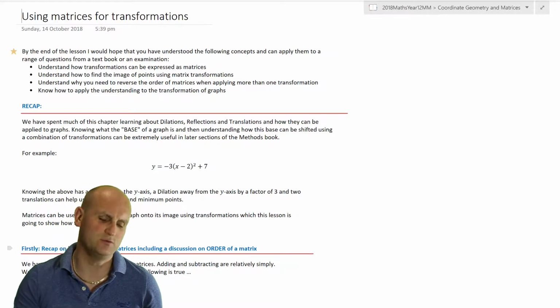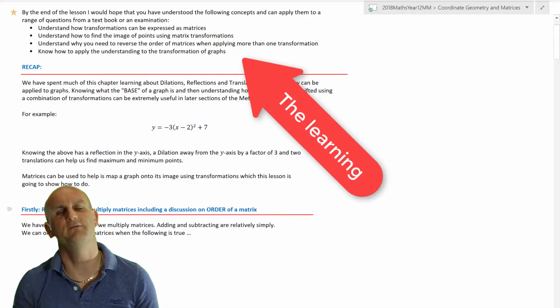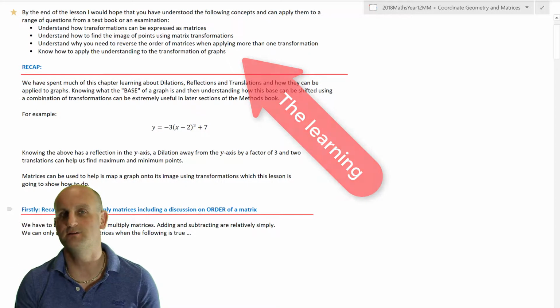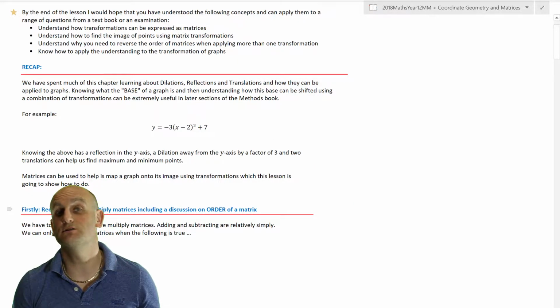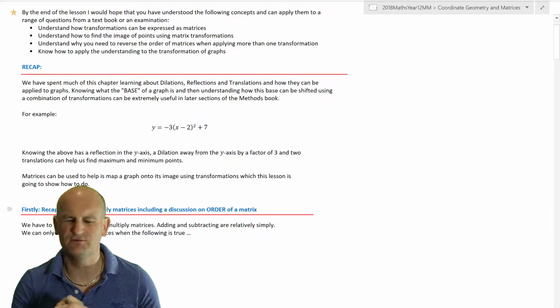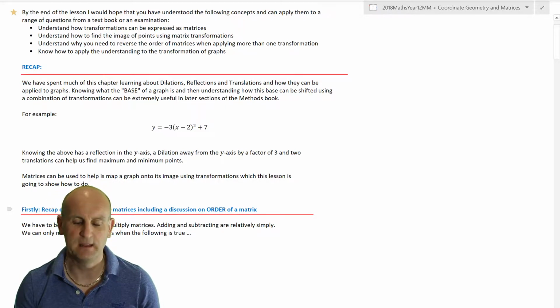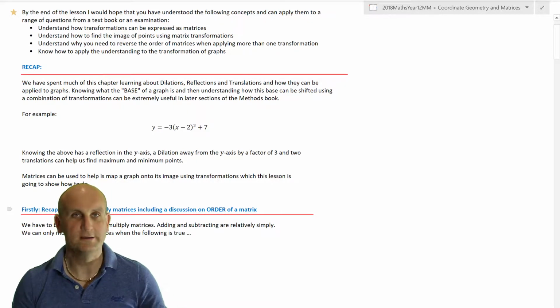Now, as usual, let us recap the learning from today, which is above and being highlighted by probably a very large red arrow. It's building on the work we've done with regards to transformations. In this course, there is a lot on transformations: dilations, reflections, and translations. Believe it or not, we can use matrices to help us make things simpler. You could argue it might make things more complicated.